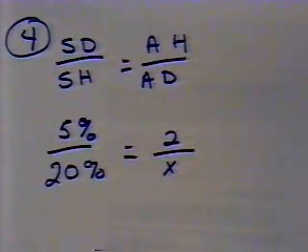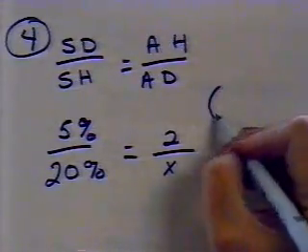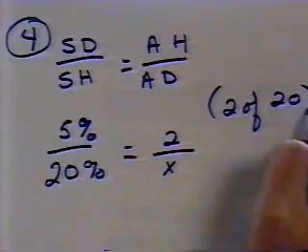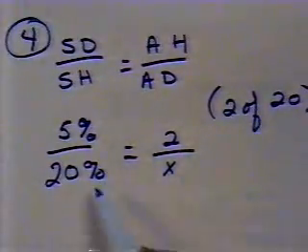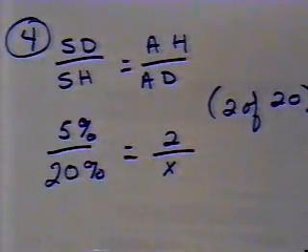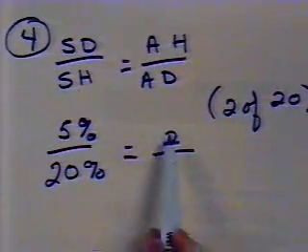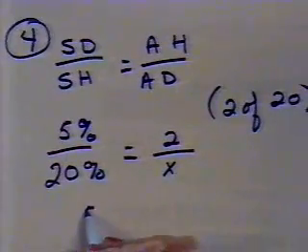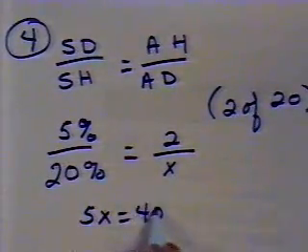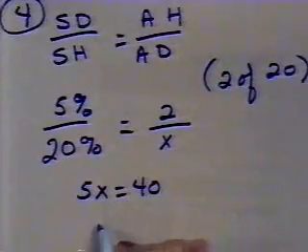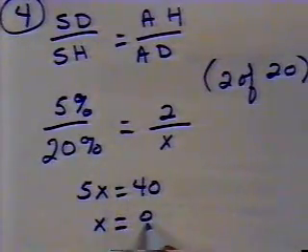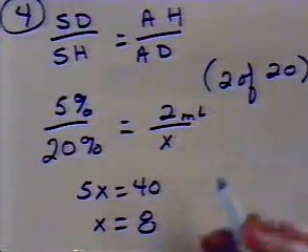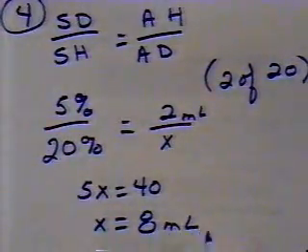Now, again, take just a second to check your of. If you check your of, you see that it's 2 milliliters of 20. Make sure 2 and 20 are on a diagonal. That's one way to check that you don't have it upside down. The of words have to be on a diagonal. So 5x is equal to 40. X is equal to 8. But I didn't label it. 8 milliliters.